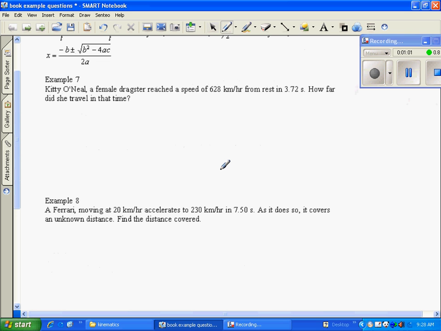Okay, so what do you think the first step should be? Change it to meters per second, exactly. So we're going to take 628, and we're going to divide by 3.6, and I get 174.4 meters per second.